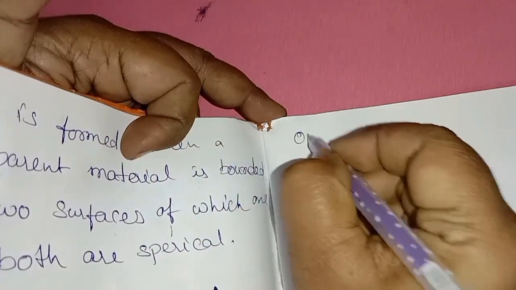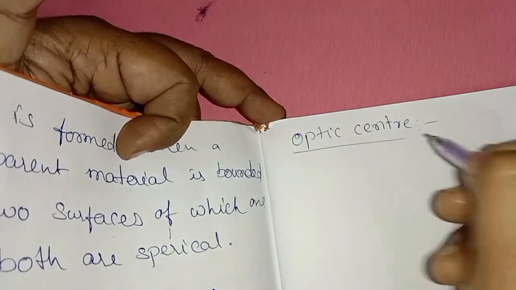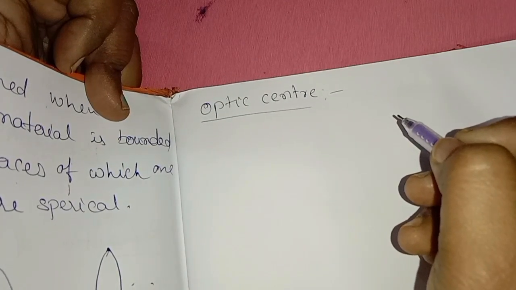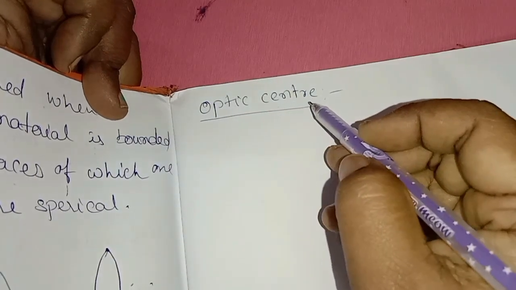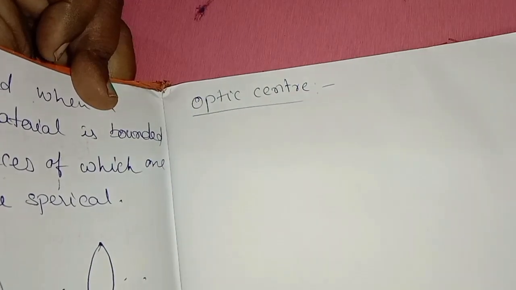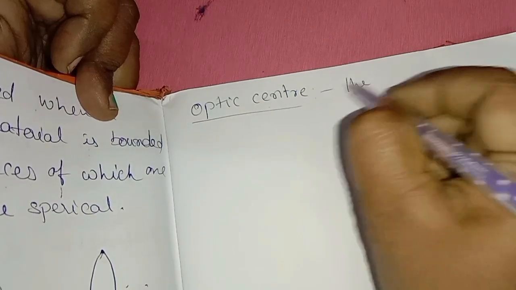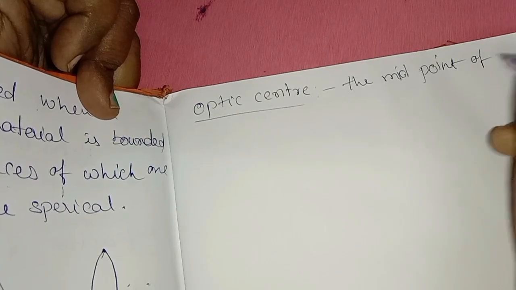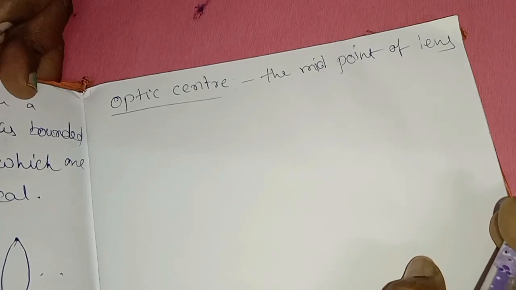Before going here, we have one definition: optic center. We know the remaining terms, focal length, center of curvature, all are the same as in your concave mirror and convex mirror. There we have pole, in the place of pole we have optic center, right? The midpoint of the lens is called optic center. Clear? Right.